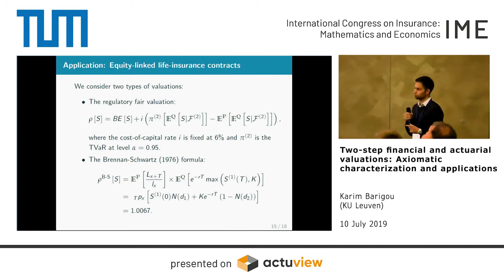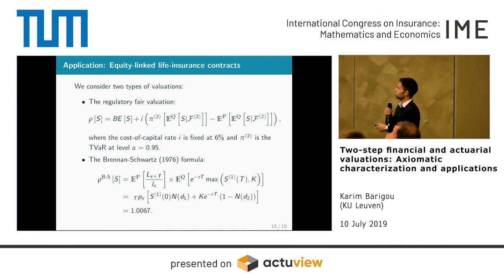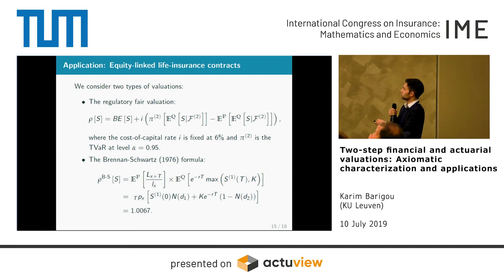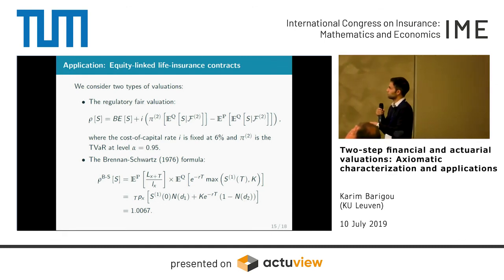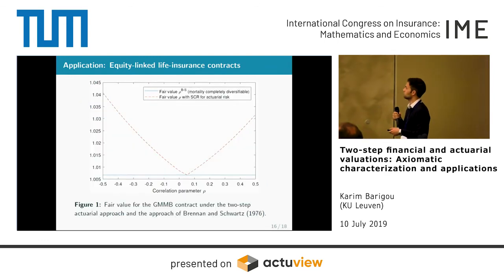And then I want to compare two types of valuation. On the one hand, I want to apply this two-step valuation, where I look at a best estimate plus some kind of cost of capital to measure the actuarial risk. And then as a kind of benchmark, I compare my valuation with the classical Brennan and Schwartz, where you apply expectation under P for your actuarial risk and the expectation under Q for your financial risk. And this would be what we would obtain. So the blue line is the benchmark, where you have expectation under P for actuarial risk, expectation under Q for financial risk. And then this line is what you would obtain with our two-step actuarial valuation.